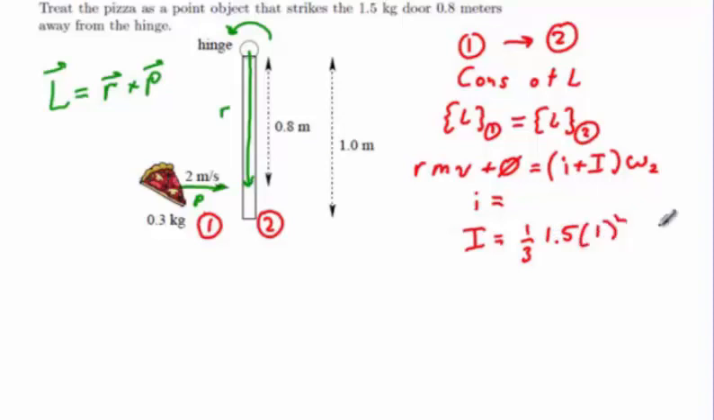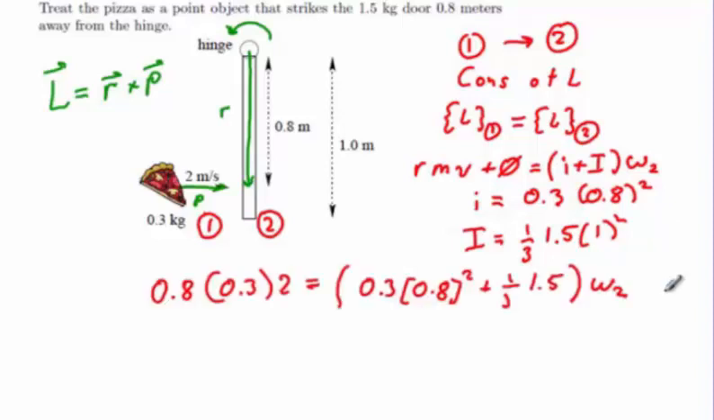We're asked to treat the pizza as a point object. The moment of inertia of any point object is its mass times its radius squared. Now this is not the radius of the slice of pizza, this is the radius of the circle around which the point object rotates. And we see from the diagram that that radius is 0.8 meters, and we need to square it to get the result. Plugging in all these terms, we have the following equation, with radius times mass times velocity on the left, and moment of inertia times omega on the right.